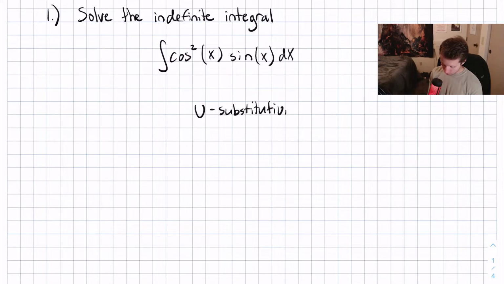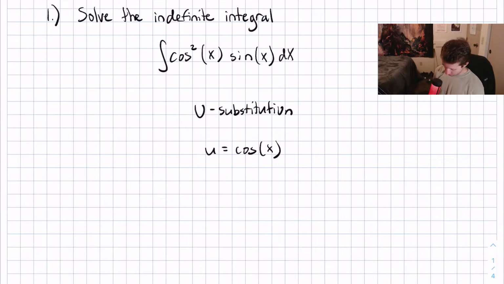Yes, our favorite. So the first thing we got to do is choose a U. In this case, it would be better to choose U as cosine. So with that U, you want to find its derivative so that you can have a du and you can actually solve the integral using it in terms of U.